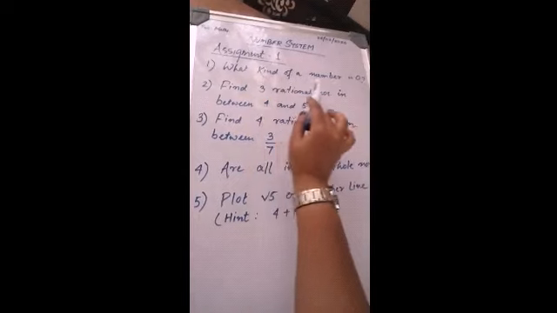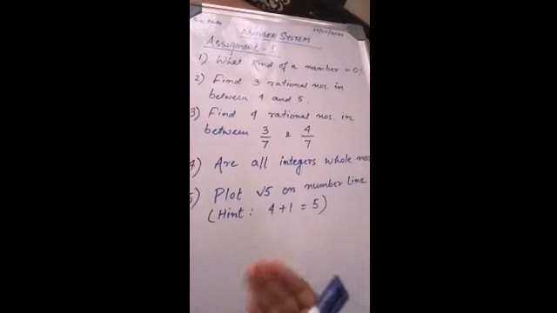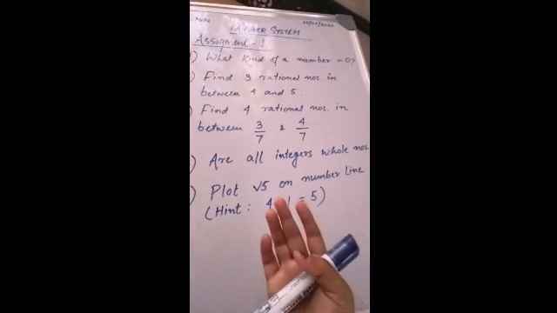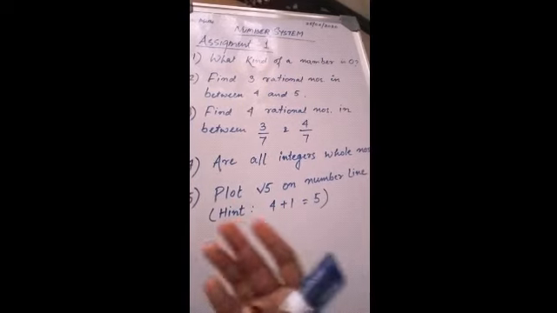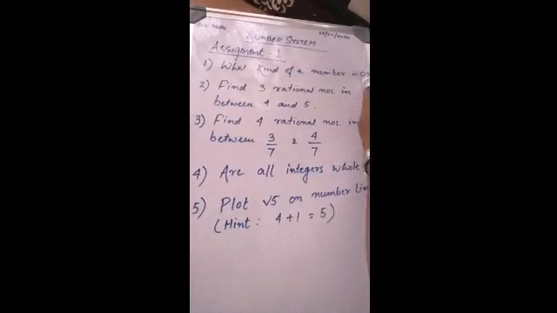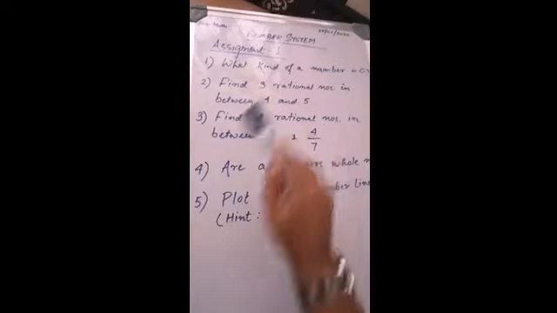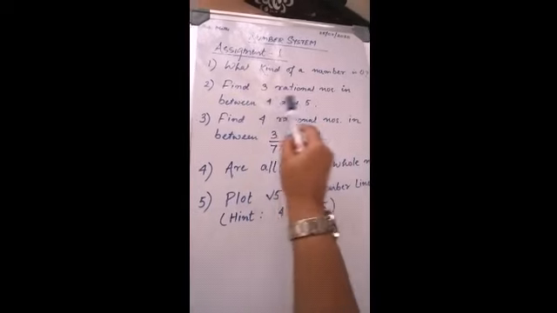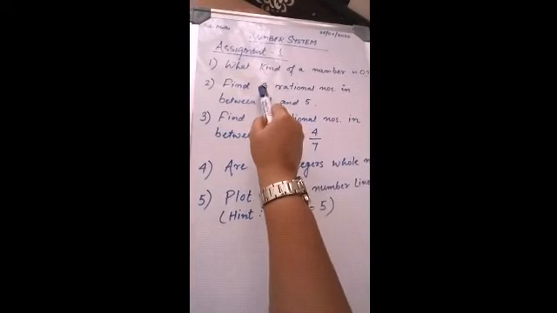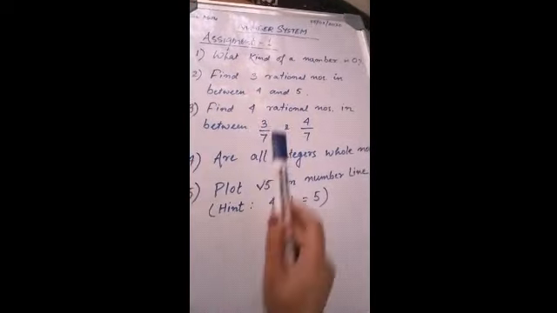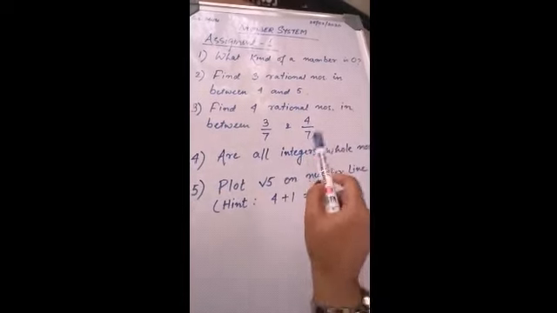First one, what kind of a number is 0? I need to know whether it's a rational number, irrational number, natural number, whole number, positive number, negative number. Second is, find 3 rational numbers in between 4 and 5. 4 and 5 are 2 integers, and in between 4 and 5 I need 3 rational numbers. Then the next question is 4 rational numbers in between 3/7 and 4/7.